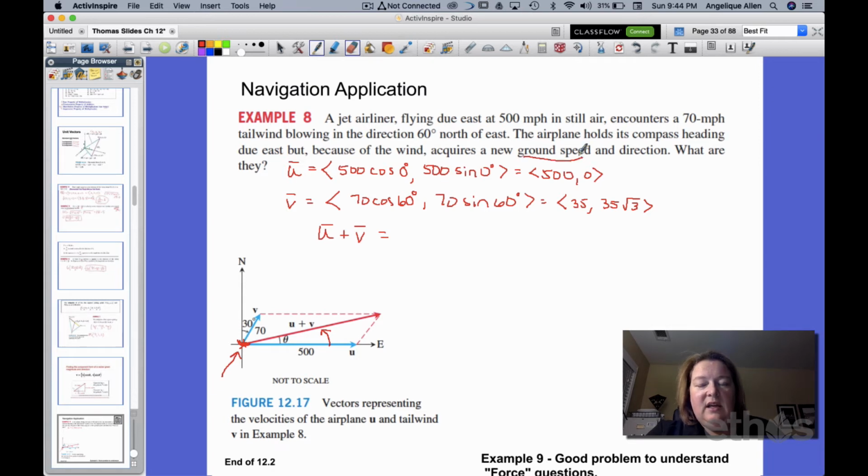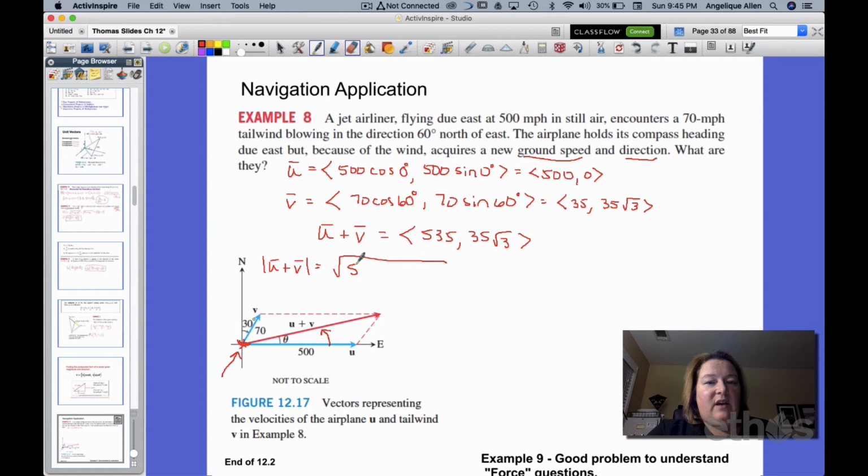So we got to keep in mind we need the ground speed and direction of this vector. So first we have to find this vector, and we're going to have 500 plus 35, and we're going to have 0 plus 35 root 3. So it didn't just say what is the vector of the actual path of the airplane. Ground speed would be the magnitude, and direction, well, let's think about the trig. We'd have to do that. So let's do ground speed first. The length of the vector would be the speed of the airplane with respect to the ground. So we're going to have 535 squared and 35 root 3 squared.